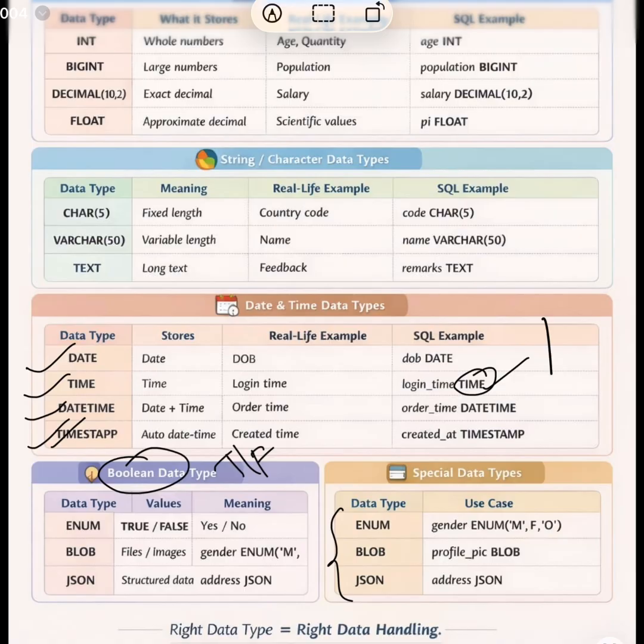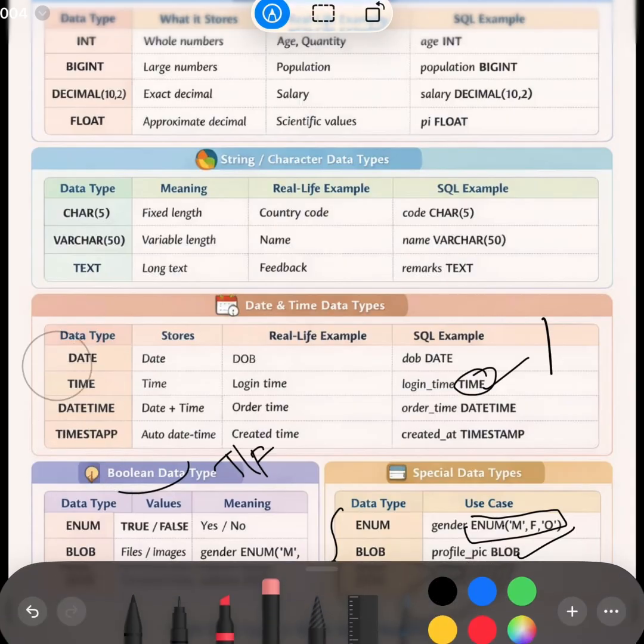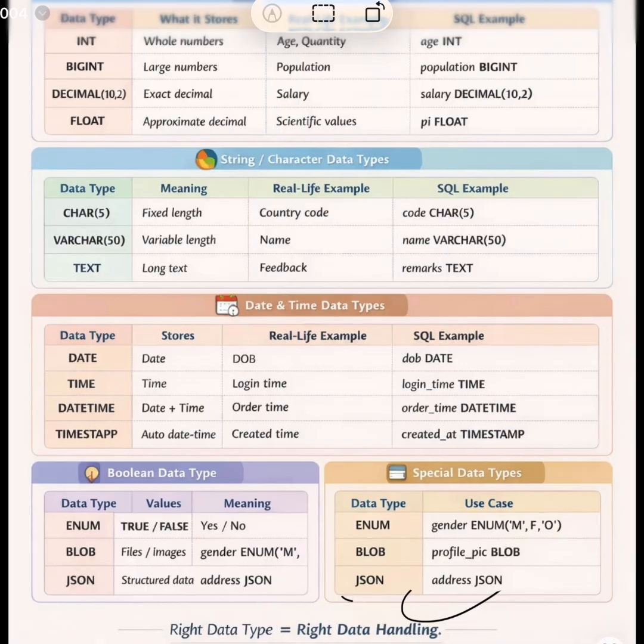For example, for gender, you can use enum. We can choose anything from these 3 options: male, female, and others. For blob, for example, if you're trying to store files or images, you can use blob. Next is JSON. Any structured data, key value pairs, you can use JSON. So right data type is equal to right data handling. When you specify the right data type, you're trying to handle particular data in that particular column. So that is the reason why data type is important, and we will understand with the example query now.